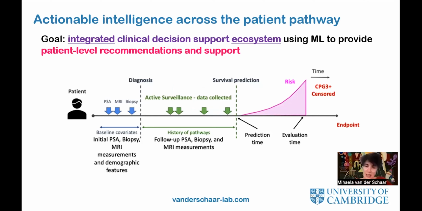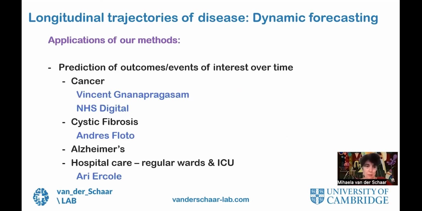Just to give you an idea of the type of things we are doing, we are integrating a variety of data, whether from electronic health records or from registries, and then we are able to identify how often we should be monitoring a person, what the trajectory of disease of this particular person is, and what the competing risks associated with this are. For this, we have built a variety of tools, some of which you see here. They have been deployed on cancer with Vincent, on cystic fibrosis with Andres, on Alzheimer's disease, and also on hospital and ICU care with Ari.